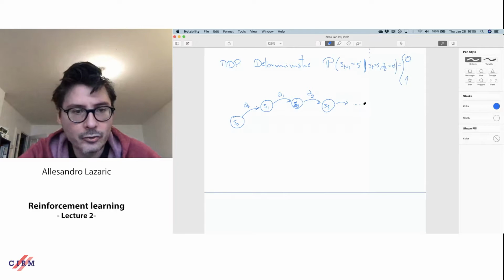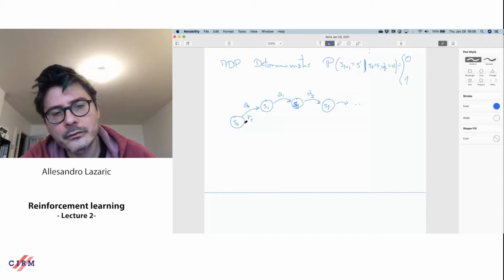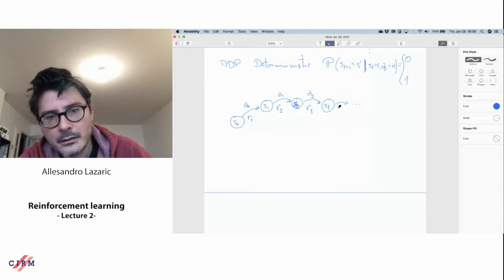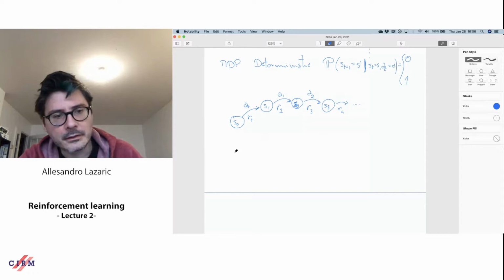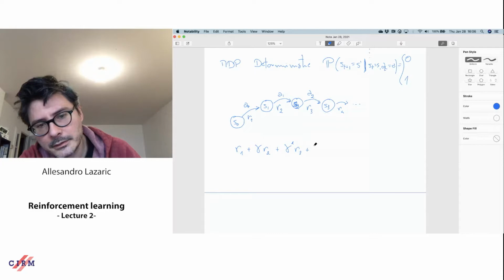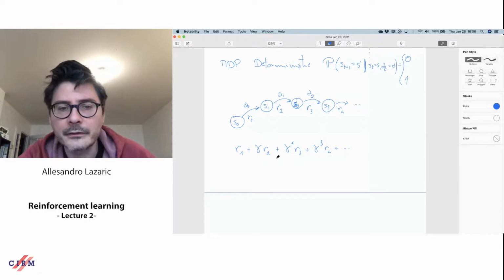To each of these transitions, we also associate a reward. Rewards are usually indexed by the arrival state, which is the reason why I'm calling this R1 and not R0. It's just a convention, and it also depends on the textbook that you look at. And then there will be an R4 and so on. So what we said is that we would like to maximize R1 plus gamma R2 plus gamma square R3 plus gamma cube R4 and so on. We would like to find a sequence of actions that maximizes this.